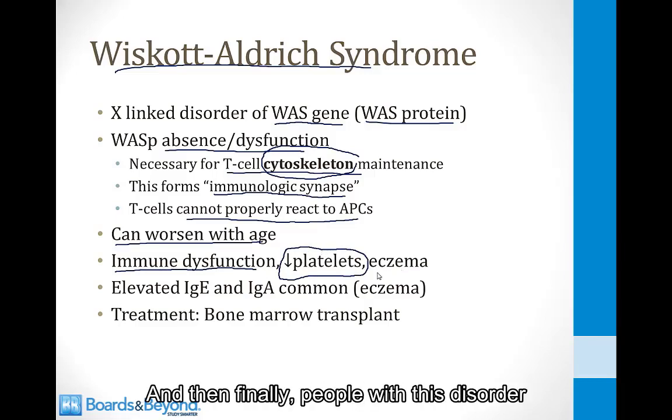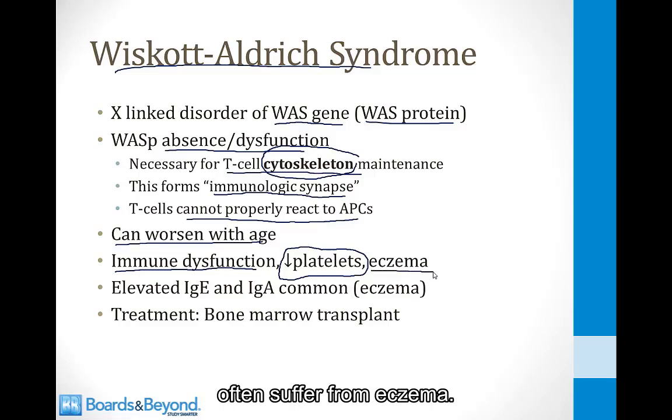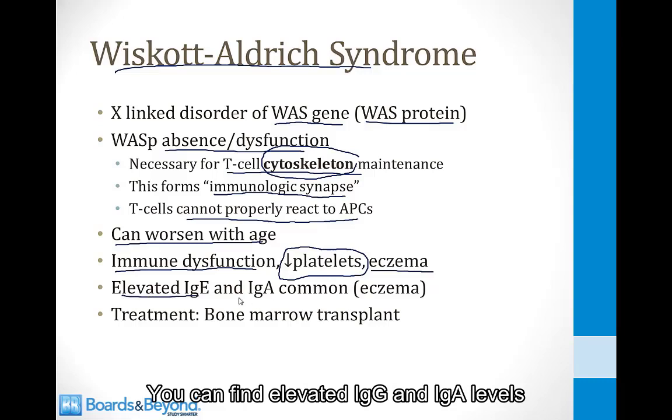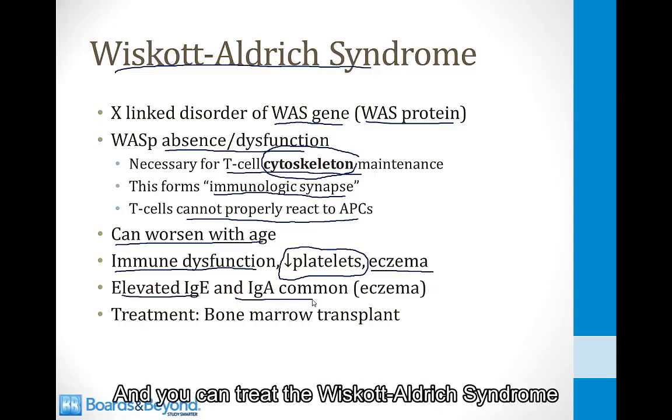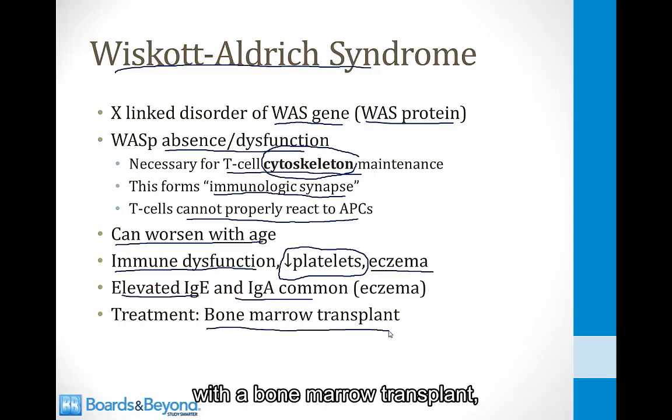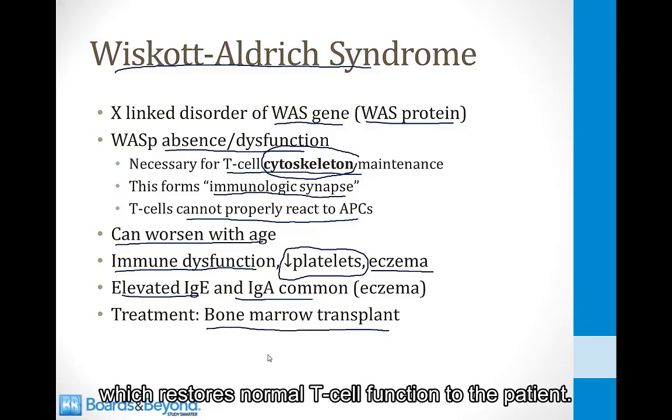And then finally, people with this disorder often suffer from eczema. They have a lot of hypersensitivity. You can find elevated IgG and IgA levels when you do antibody testing on these patients. And you can treat the Wiskott-Aldrich syndrome with a bone marrow transplant, which restores normal T cell function to the patient.